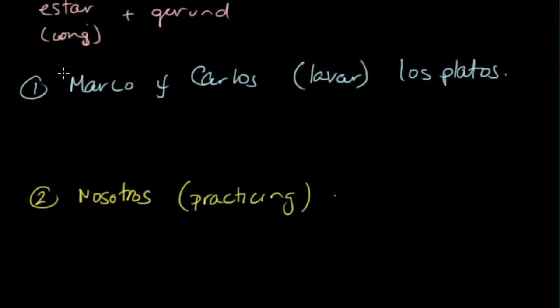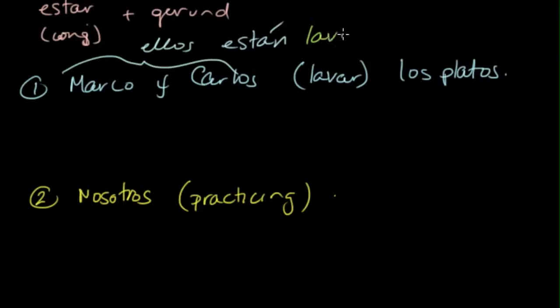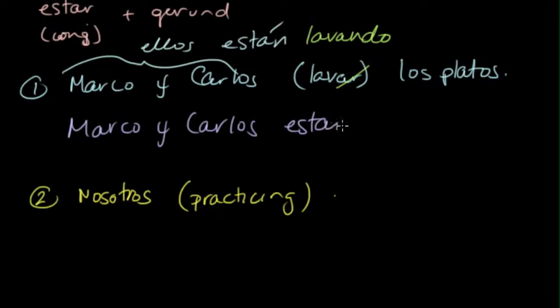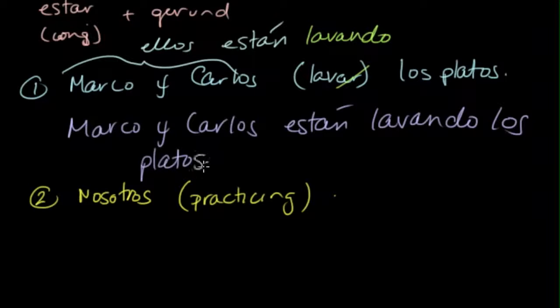So up here we have 2 people in our subject, Marco y Carlos, and they will become ellos when we want to simplify things. So our conjugation of estar would be están. Then we take our gerund of the action verb, lavar, and that is lavando, after we drop this and add ando. So our compound tense here is están lavando, and if we write the whole thing out, we have Marco y Carlos están lavando los platos. Right now, Marco and Carlos are washing the dishes.